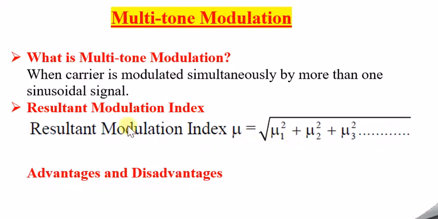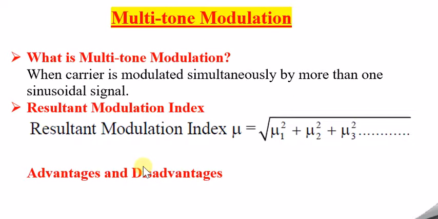Next, coming to the advantages and disadvantages. The advantage is very simple, because different frequency components are modulated in the same one process. That is the main advantage of multi-tone modulation. If the information contains different frequency components, then we can modulate it with this process called multi-tone modulation. By doing this, we achieve complexity.